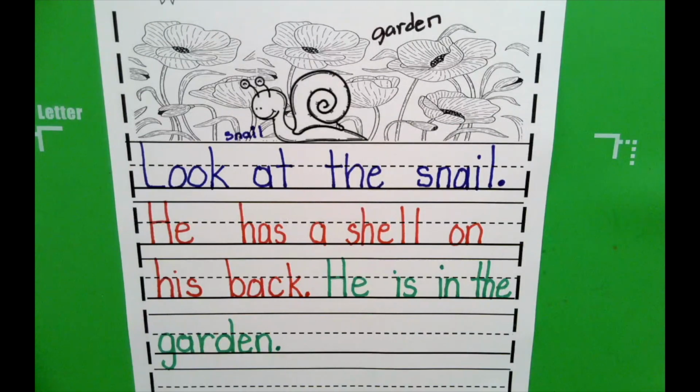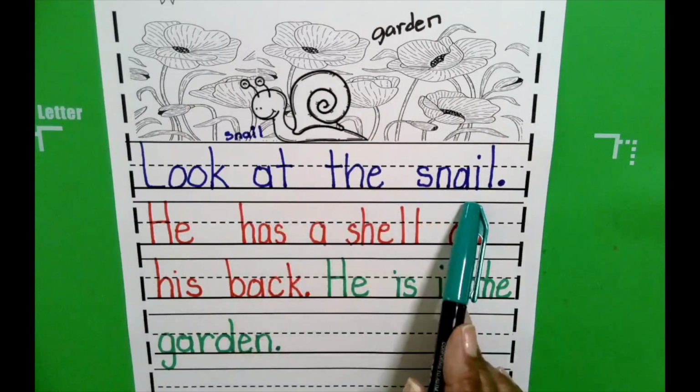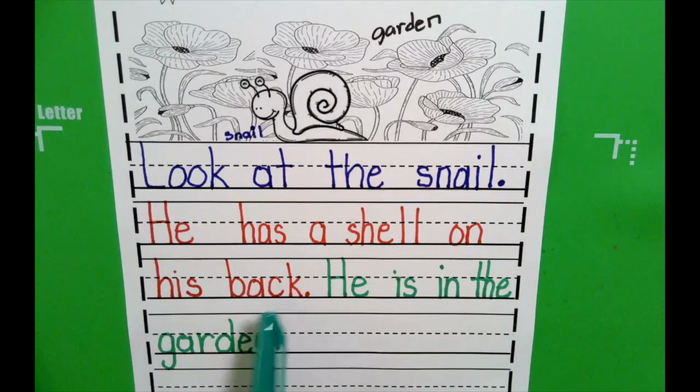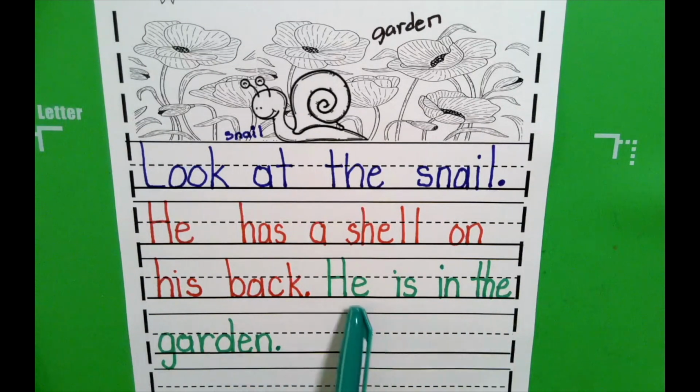So it's your turn to read now. Remember, listen for your cue. When I say your turn, you're going to read after me. Look at the snail. Your turn. Look at the snail. He has a shell on his back. Your turn. He has a shell on his back. He is in the garden. Your turn. He is in the garden. Very good, boys and girls. You're doing great. He is in the garden.